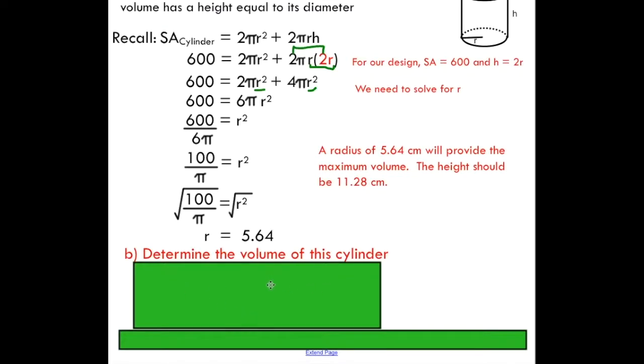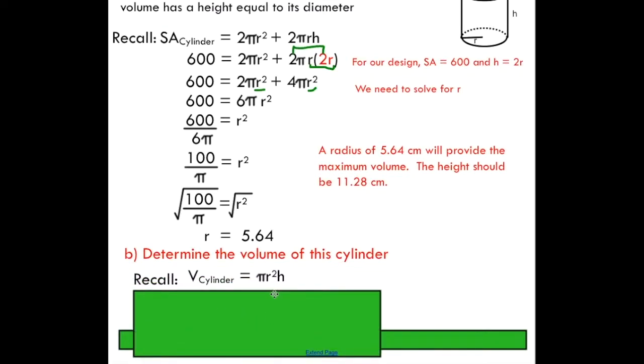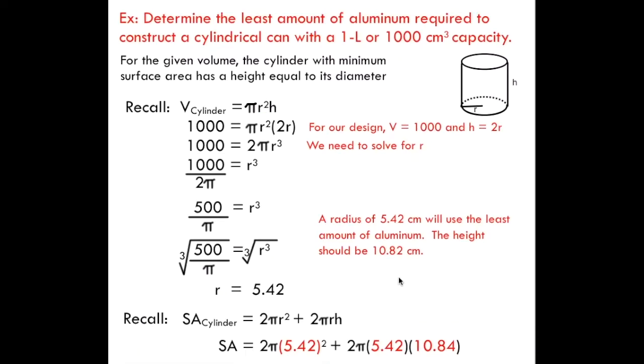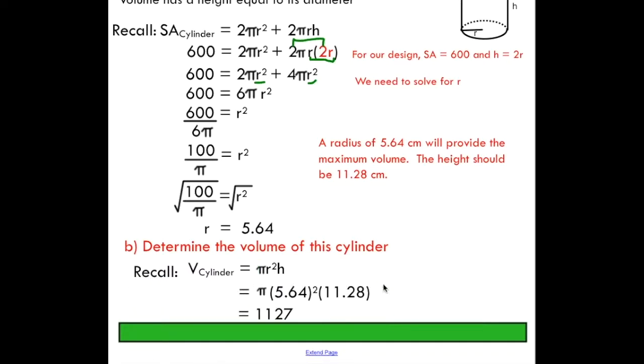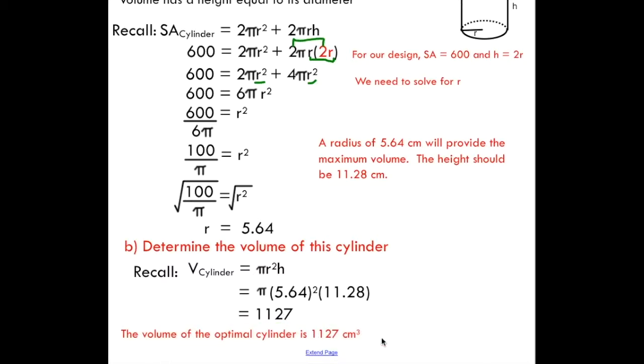And since we have these dimensions, we can use them to determine the volume of the cylinder. So we know a cylinder has a volume of pi r squared times h. And again, I talked about that in the last example, but if you're still a little fuzzy on that, take a look at the video on volumes of cylinders. Really, all we're going to do is substitute what we know. We're going to sub in 5.64 and we're going to sub in 11.28 and just multiply that string of numbers together. You're going to end up with 1,127, and that is centimeters cubed. That's your optimal volume for the cylinder.